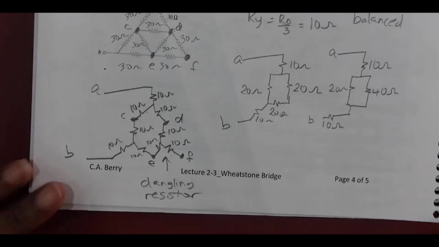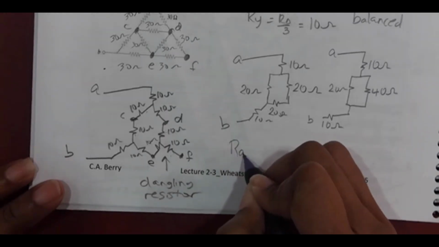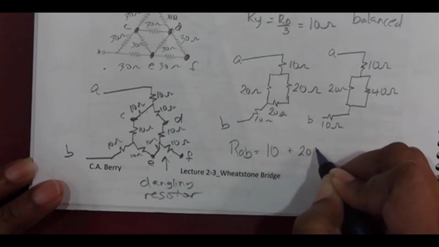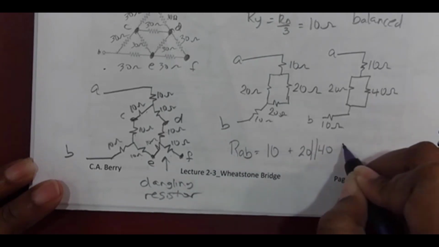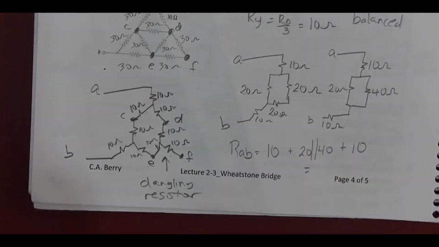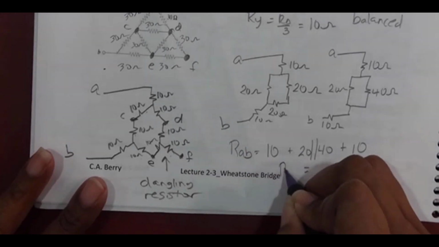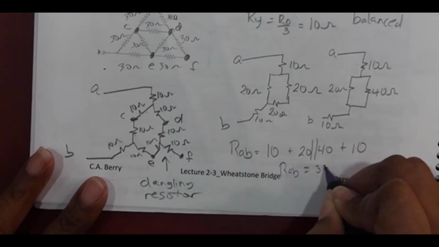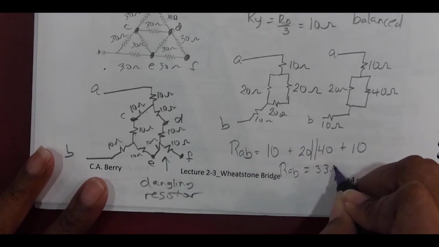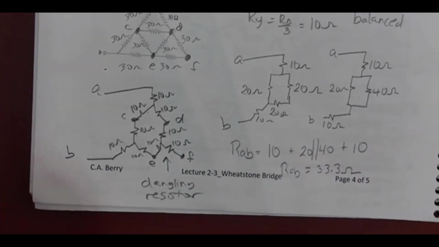Okay. So the resistance between terminals A and B is 10 plus 20 in parallel with 40 plus 10. What is RAB? 33.3 ohms. And that was Megan? Yeah. Good job. Megan the Stallion. All right. 33.3 ohms.